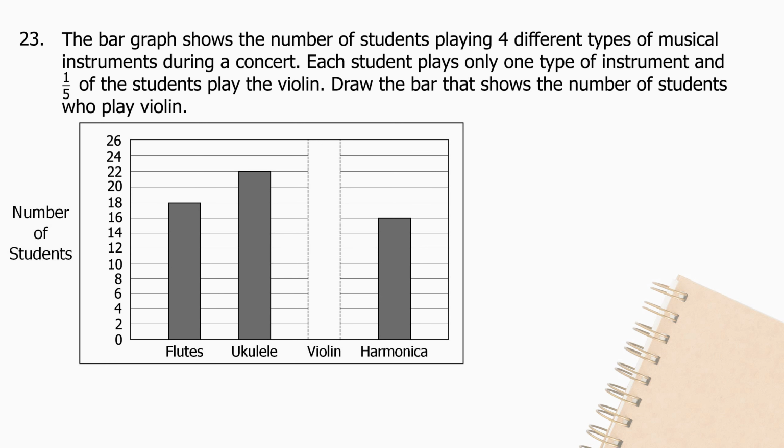Question 23. The bar graph shows the number of students playing 4 different types of musical instruments during a concert. Each student plays only one type of instrument, and 1/5 of the students play the violin. Draw the bar that shows the number of students who play violin.